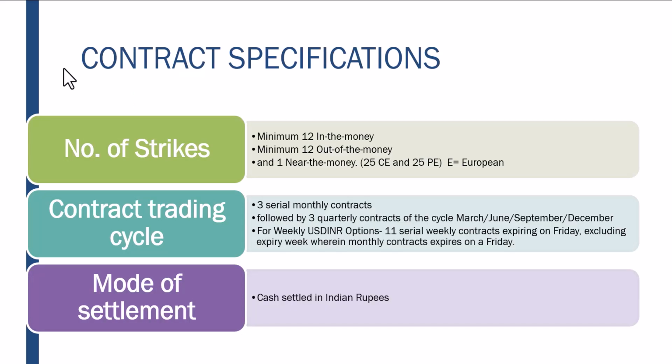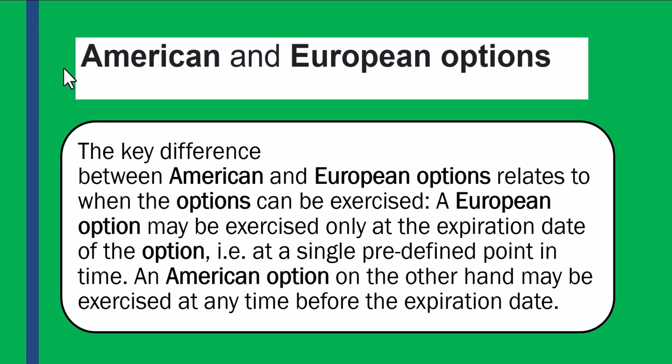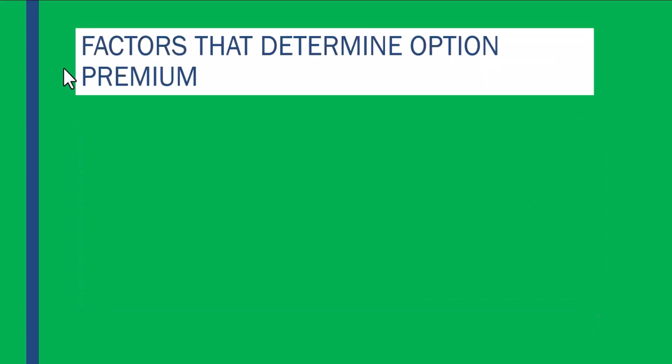Now, a number of strikes are available. When you open, you get strikes. Contract trading cycle, so you can choose your month. Mode of settlement, cash settlement, which we have already covered. So all the currency forwards, currency options and futures are cash settled. Now, there are American and European options. I told you that in an American option, you can exercise your call anytime you want, but in case of a European option, you have to wait till expiry. We'll understand how to exit a European option more later, not today.